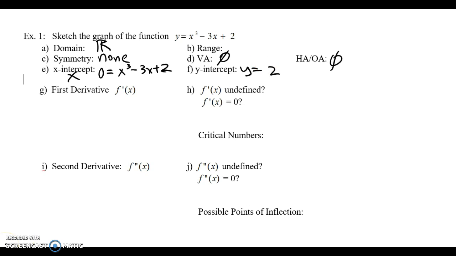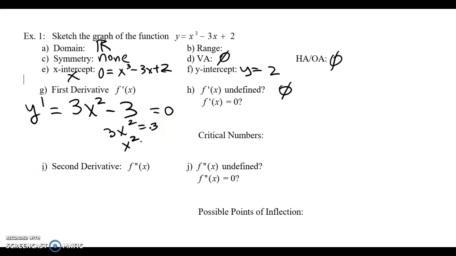Next, we're going to find the first derivative. Simple power rule here, so we'll get 3x squared minus 3. Ask yourself, when will this be undefined? It's a polynomial, so never. When will this equal 0? So I'm going to set it equal to 0. I can add 3 to the other side, divide by 3, and take the square root, and I'm going to get plus or minus 1 as my critical numbers.